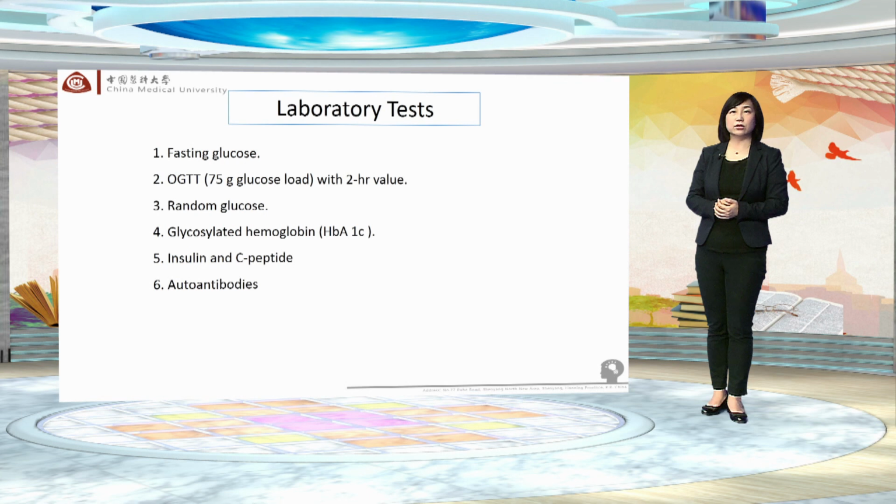HbA1c alone does not provide a measure of glycemic variability or hypoglycemia and is affected by the presence of hemoglobin variants, hemolysis, or blood loss. Some patients need to test serum insulin and C-peptide level to know their islets function. Measurement of autoantibodies such as GAD65 and tyrosine phosphatase IA2 are useful in suspected immune-mediated type 1 diabetes.